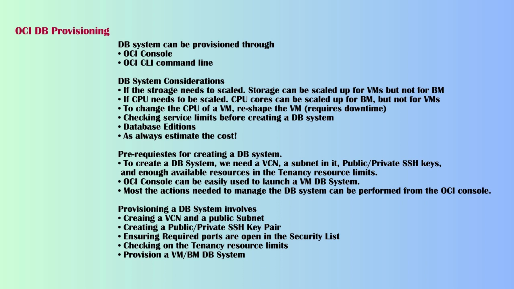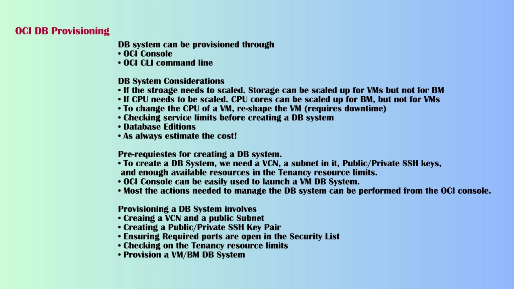Prerequisites to provisioning a VM or BM DB system. Virtual Cloud Network, VCN. Do not use a subnet that overlaps with interconnect. Required ports should be open in the security list and in the system itself. For a 2-node rack DB system, the subnet must have at least 6 available IP addresses.